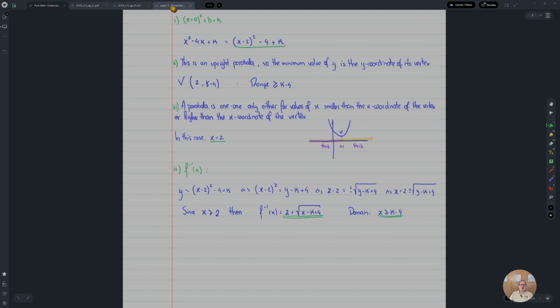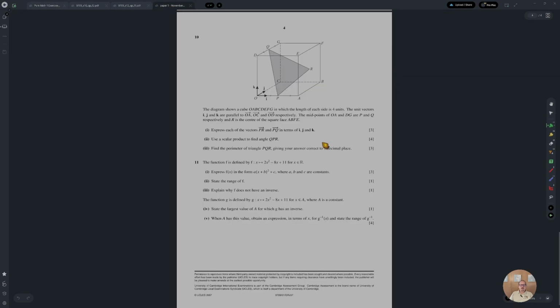Next question is this question over here. This is question 11 from October/November 2007. So you have a function defined by this, which is a quadratic again. First, express the quadratic in the form a(x plus b) squared plus c, where a, b, and c are constants. Then state the range of f and explain why f does not have an inverse. You'll see a trend over here, right?